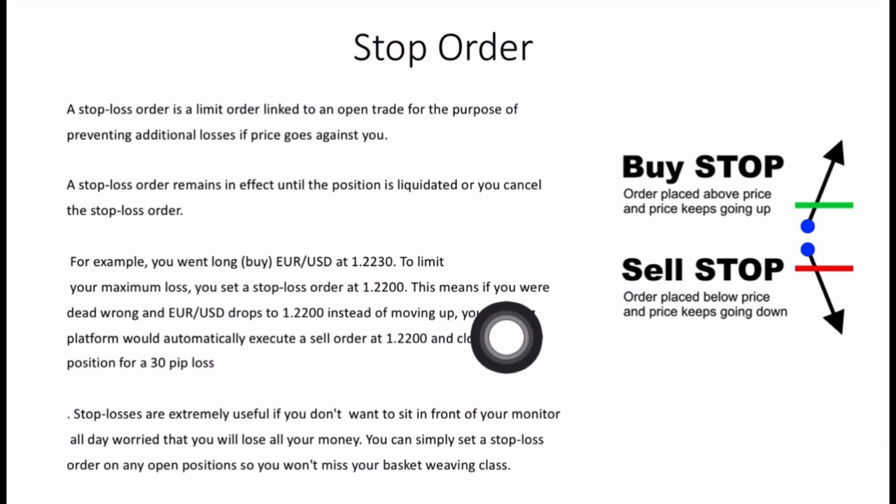To limit your maximum loss, you set a stop loss at 1.2200. This means if you are dead wrong on a signal or on a trade on euro, and then the Euro USD drops to 1.2200 instead of moving up, your trading platform would automatically execute a sell order at 1.2200 and close out your position for 30 pips loss.